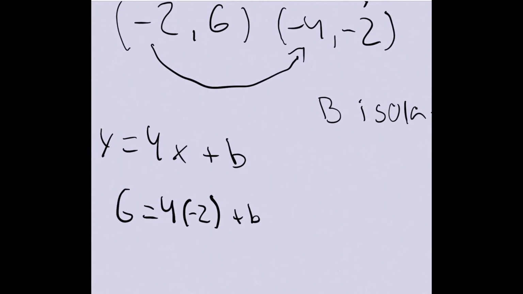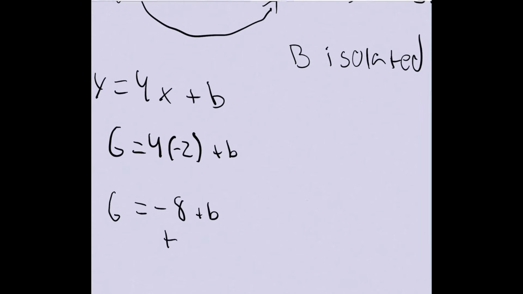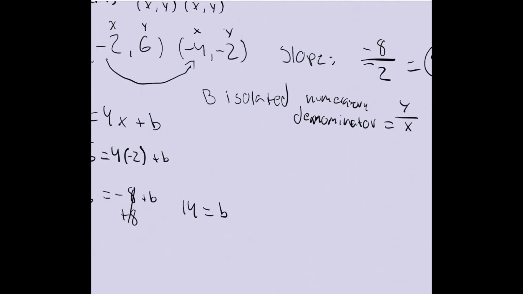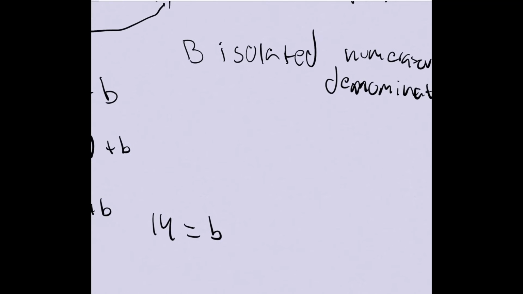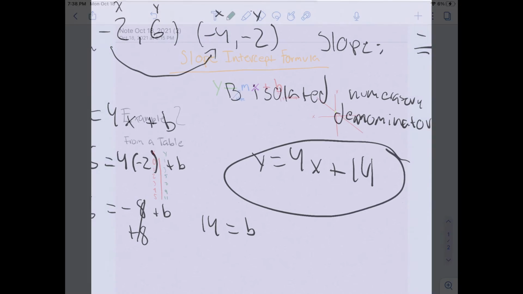Now, pretty basic math. 4 times -2 is just going to equal -8. So -8 plus b equals 6. You're going to want to add 8, and whatever you do to one side, you do to the other. It's going to equal 14 equals b. And then for your answer, you're not going to plug in your x and y. You're going to leave it as y equals 4x plus 14. It's going to be fine.